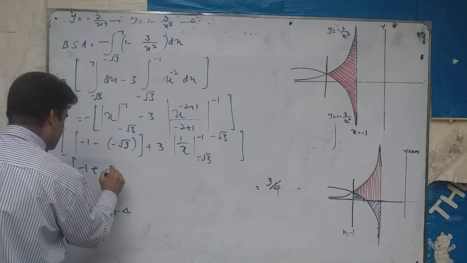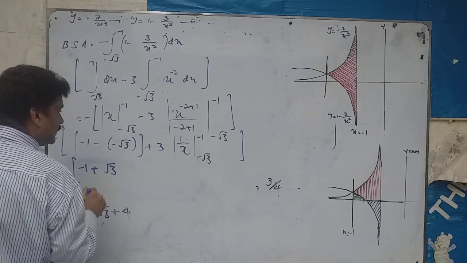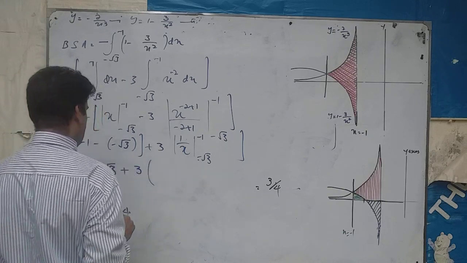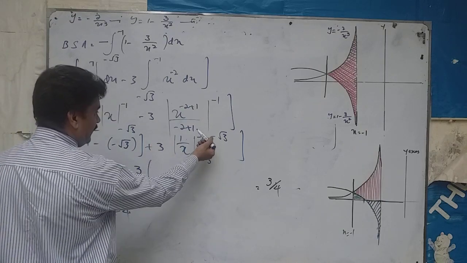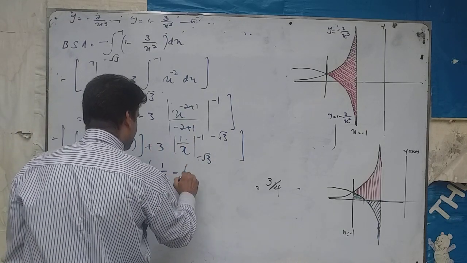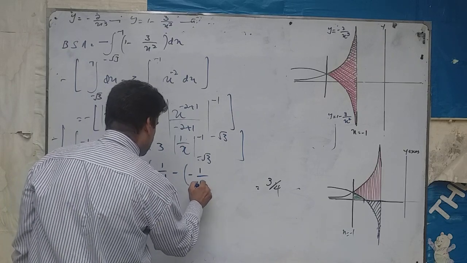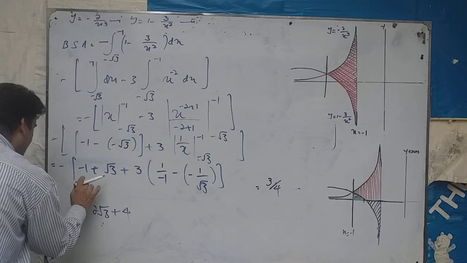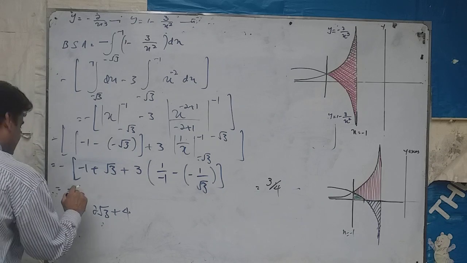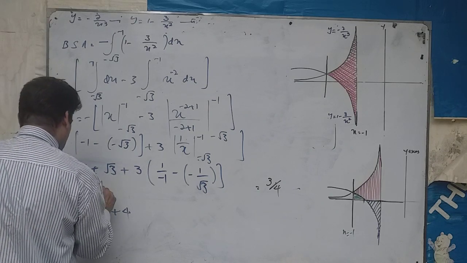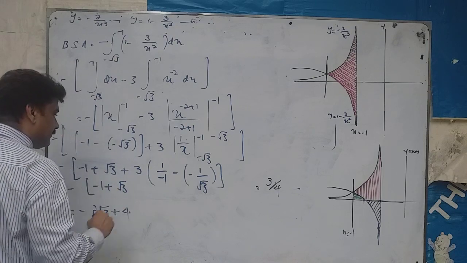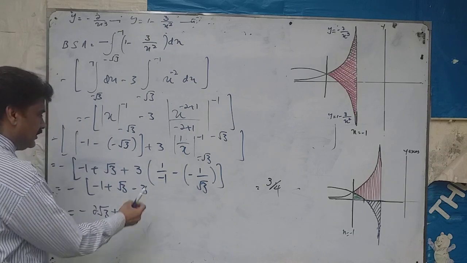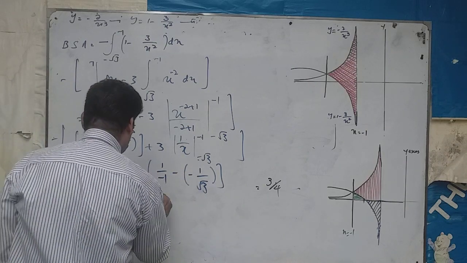Minus 1 plus under root 3 plus 3. We use the upper limit, 1 by minus 1 minus, multiplied by minus 1 by under root 3. After simplification we get minus, multiplied by minus 1 plus under root 3. When we multiply we get minus 3. This minus plus 3 multiplied by 1 by root 3 we get under root 3.